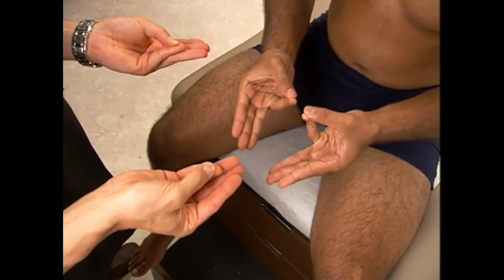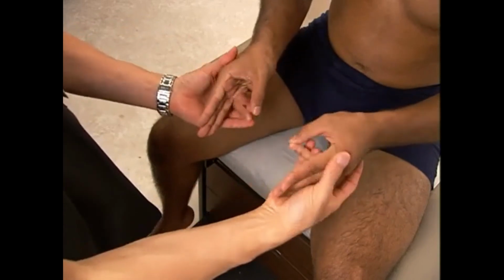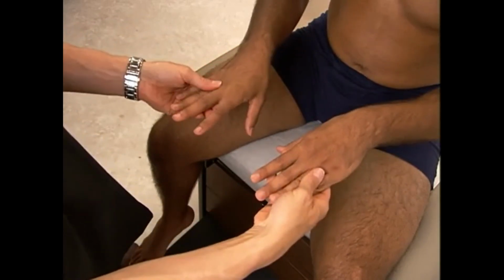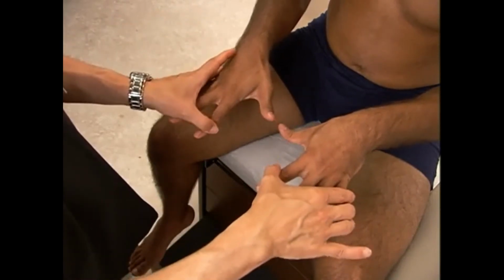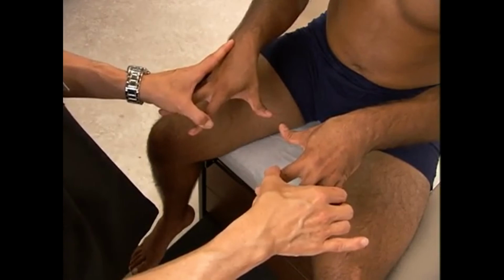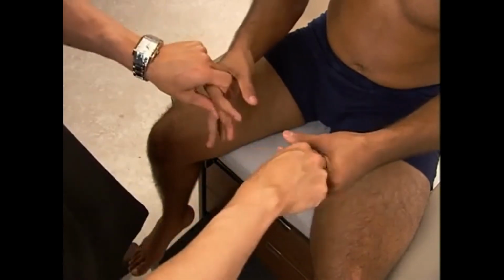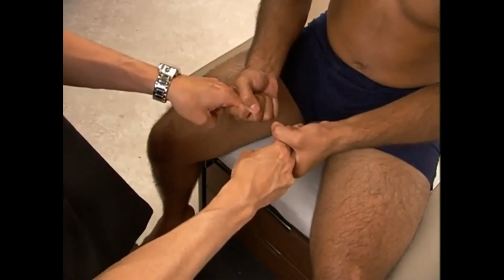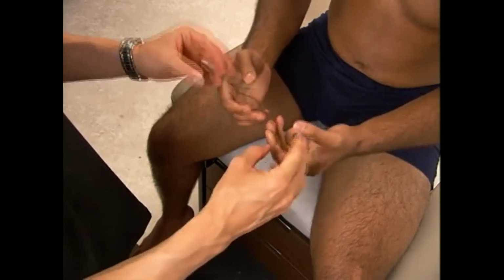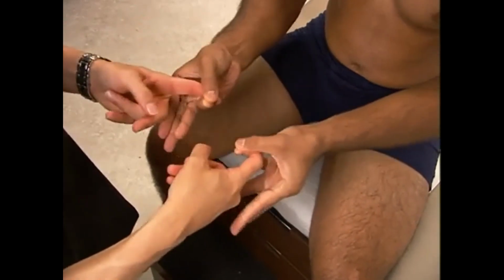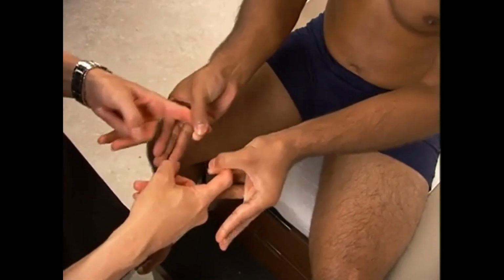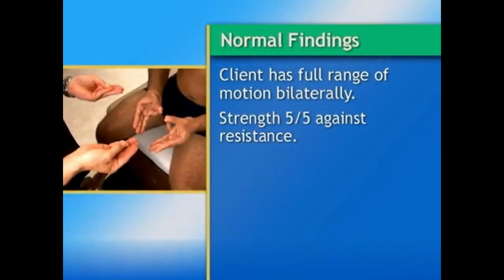Perfect. Now, I'm also going to do this with resistance. So I'd like you to spread your fingers for me one more time. Keep me from pulling your fingers together. Good. Now, can you make a fist and squeeze my fingers? Good. Now let's put our thumb and pinkies together and keep me from pulling it apart. Great. The client has full range of motion bilaterally. Strength is 5 out of 5 against resistance.